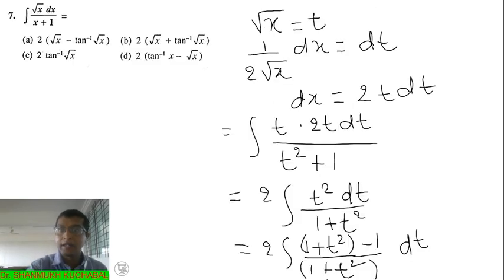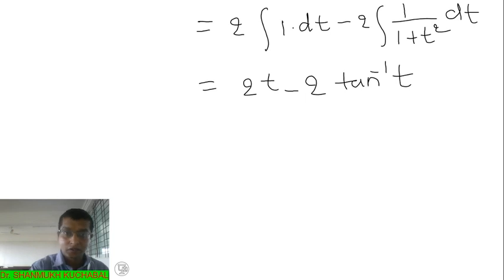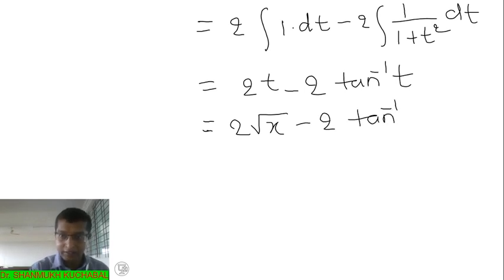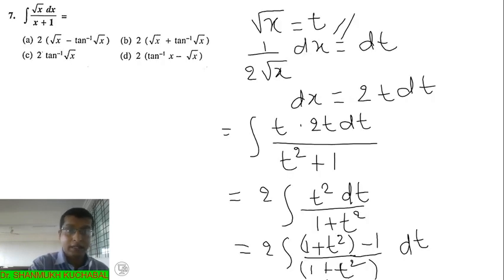Further we have to write t value as root x. So we get 2 root x minus 2 tan inverse root x, where I have taken the value of t as root x. So the answer is 2 root x minus 2 tan inverse root x. Therefore, taking 2 common, option A is the right answer. You can see here, taking 2 common, we get option A is the right answer.